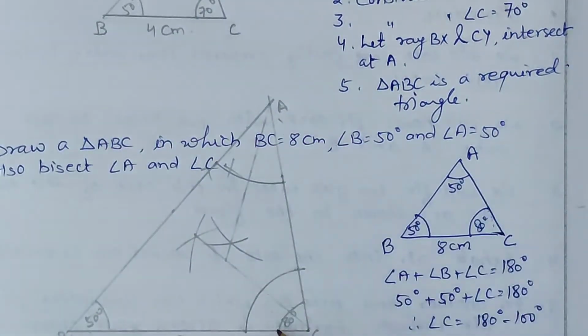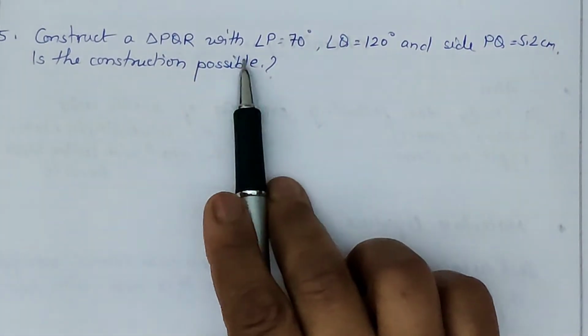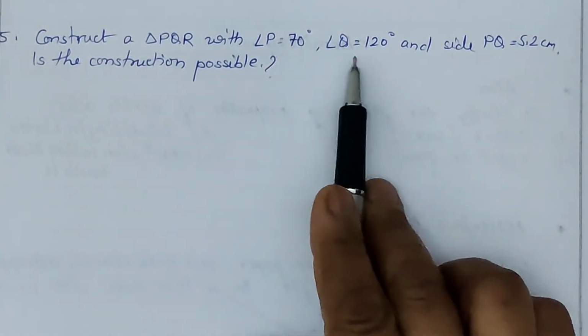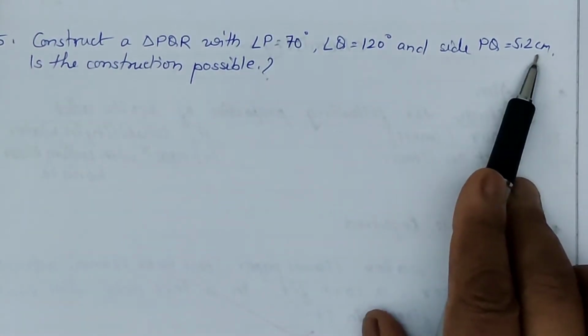These are the bisectors of angle C and angle A. Okay. Now the third question. Construct a triangle PQR with angle P 70 degrees, angle Q 120 degrees and the side PQ equal to 5.2 centimeters.